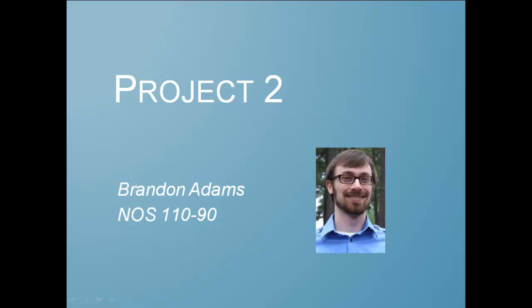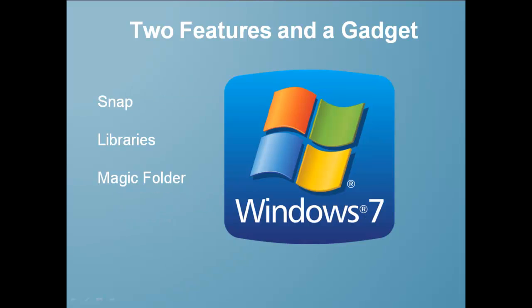Since this was an online class, I thought I'd put a picture of myself so that you can put a face to the name. Today I'm going to be talking about Windows 7 and two new features that are available with the operating system, Snap and Libraries. I'm also going to talk a bit about a gadget that you can install, called the Magic Folder.